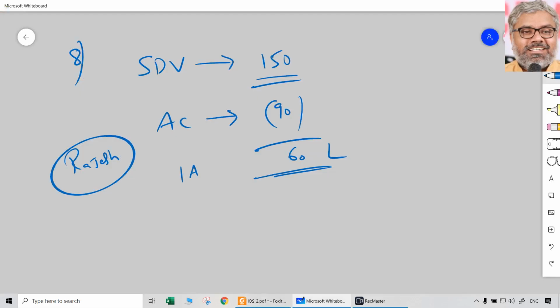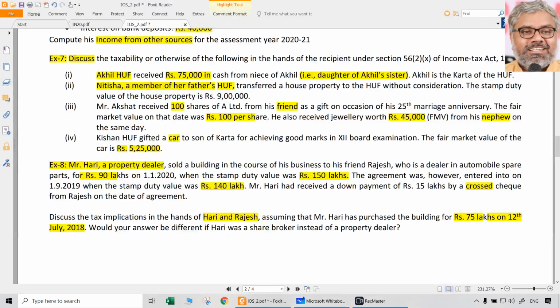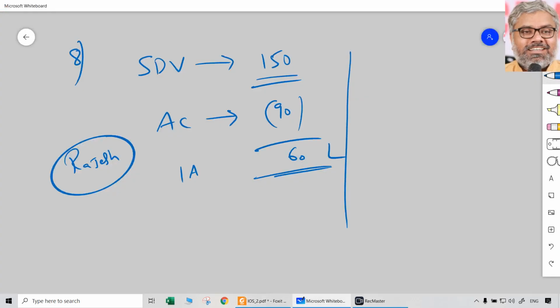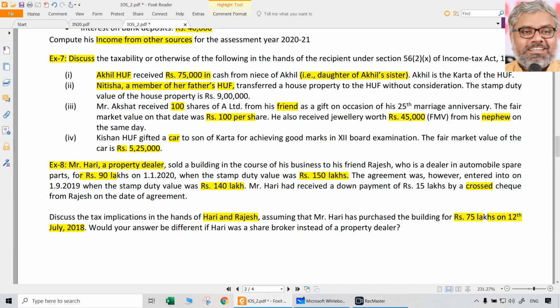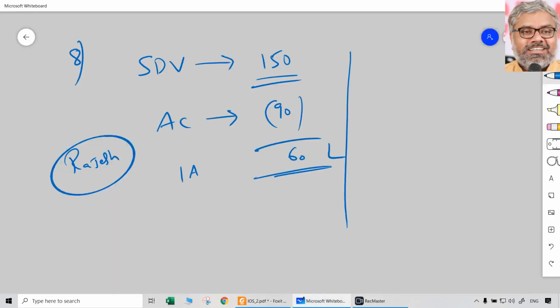That is for Rajesh. What about Hari? Hari is a property dealer. The property dealer sold something in the course of business. And here what section do we have to apply? 43CA we have to apply.